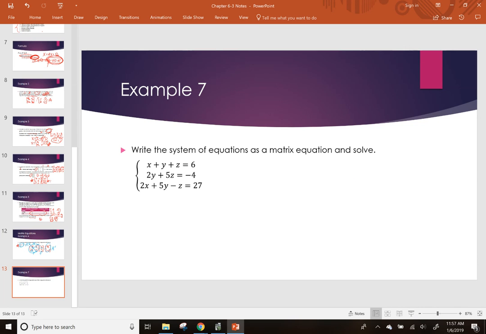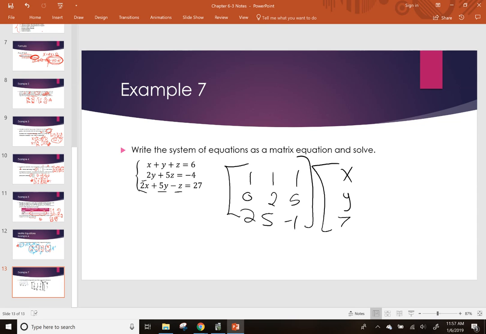And you can do the same thing with this one. If you want to write the matrix out, I think you really need more practice on just writing these matrices out. So this would be a 1, 1, 1. I'm just going to write matrix A first. There's no x value here, so it would be 0, and then 2, 5. And this one would be 2, 5, -1. Times your x, y, and z to equal the 6, -4, and 27.